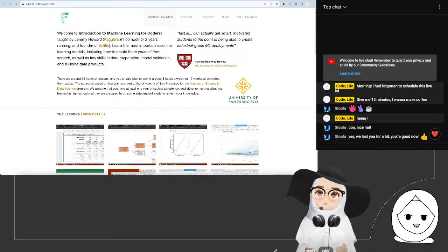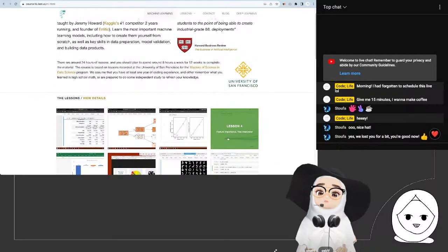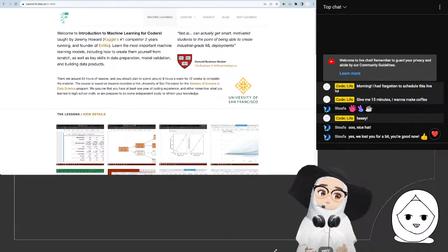Mini recap as per usual. Today we are studying, actually finishing, I think almost 20-ish minutes is left from lesson 4 of Introduction to Machine Learning for Coders by Fast.ai, which is taught by the lovely Jeremy Howard. And we're having fun doing that.